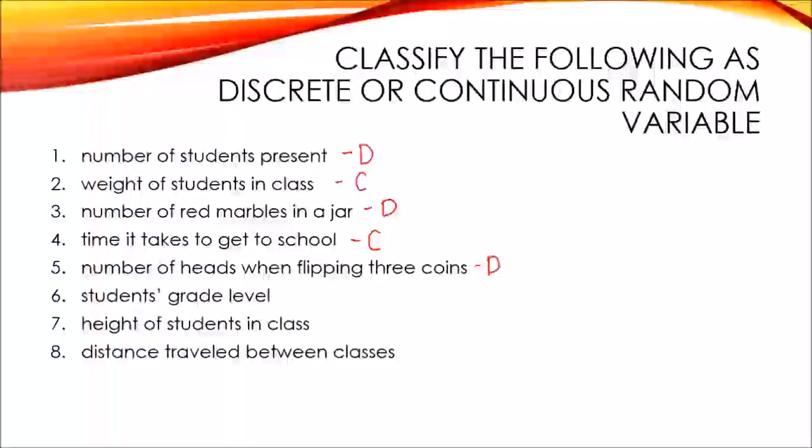We also have students' grade level. We have only from primary to secondary, so therefore countable, that is discrete. Height of students in class, since it is a measurement, therefore it is continuous. And distance traveled between classes, so again this is continuous since it talks about the measurement or distance. Okay, so that is how you classify discrete or continuous.